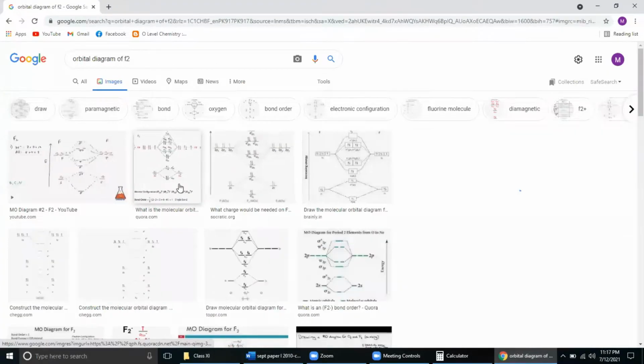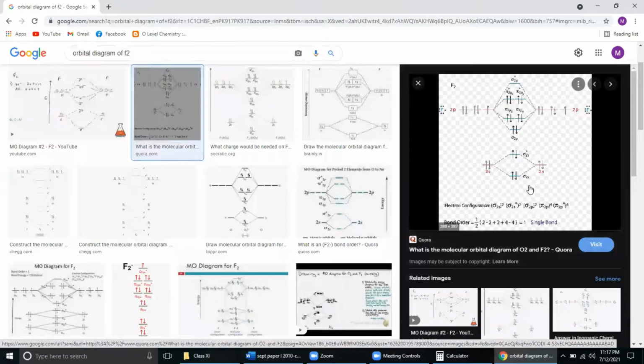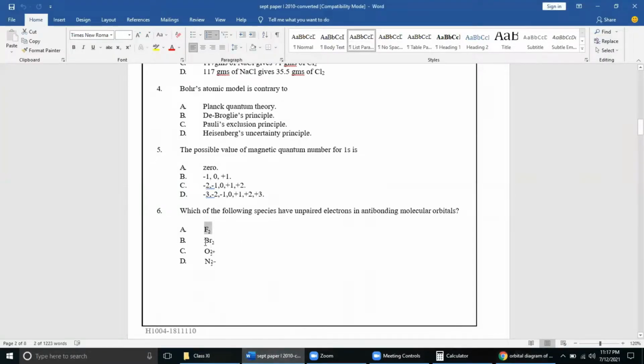This is the orbital diagram for the fluorine molecule. Here you can see none of the molecular orbitals contains a single or unpaired electron. Okay, so this option is wrong. Option 1 is wrong. Second is Br2. Bromine is similar to fluorine because both belong to the same group. Both have 7 valence electrons. So in two atoms of bromine, there will be 14 valence electrons. So this is also wrong.